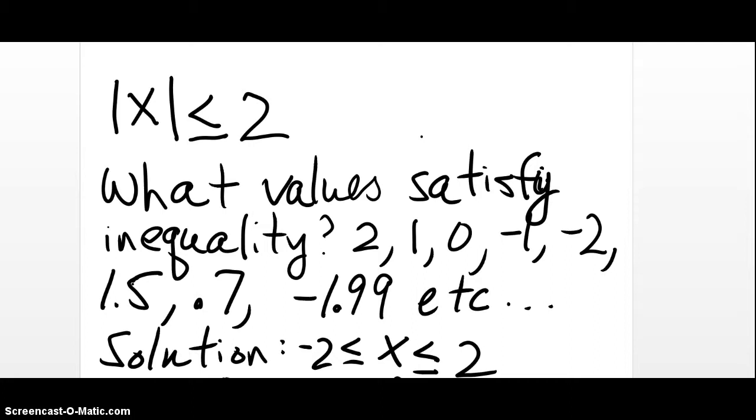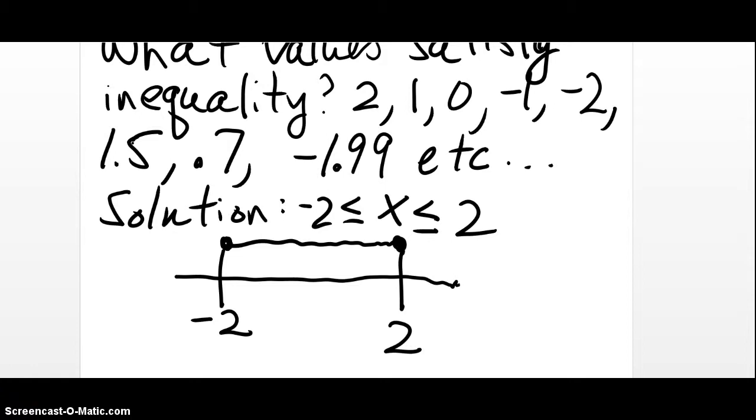And the way we write it is that three-sided inequality, okay, -2 less than or equal to x less than or equal to 2. The smaller number is always on the left, the larger number is always on the right. Okay, how would we graph that?